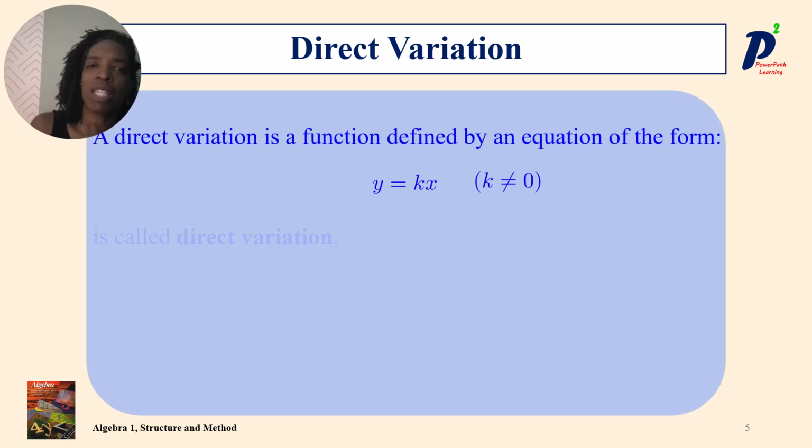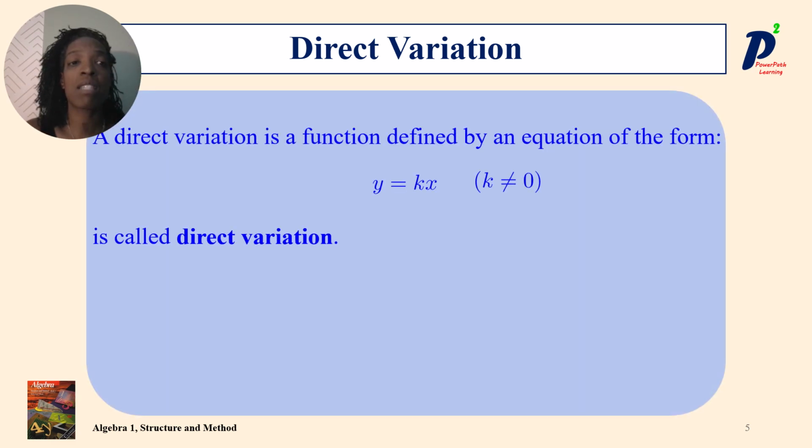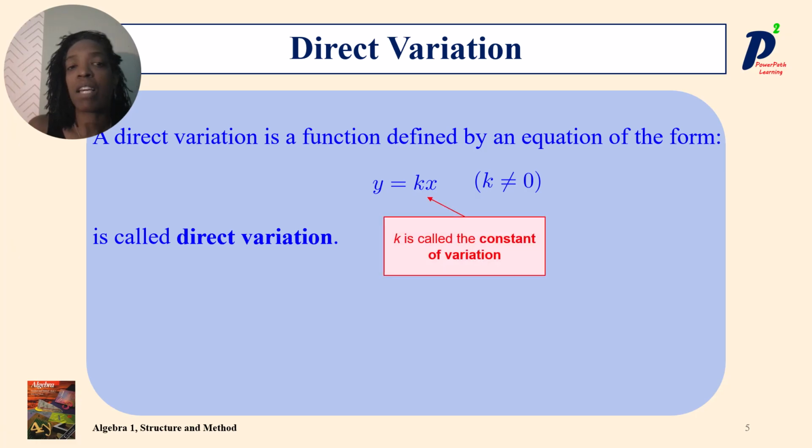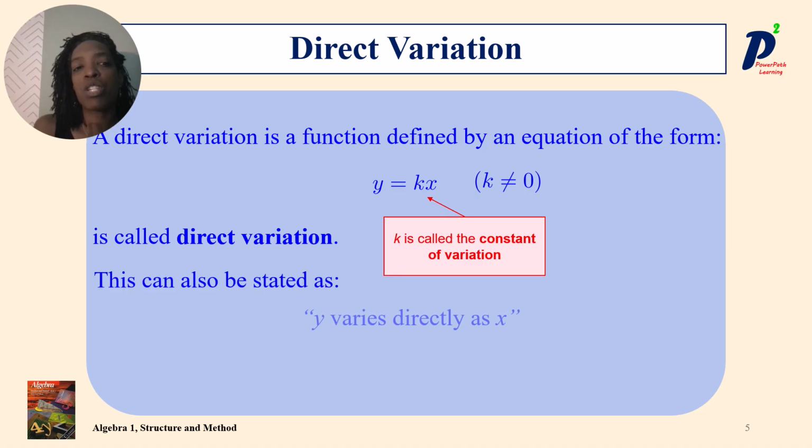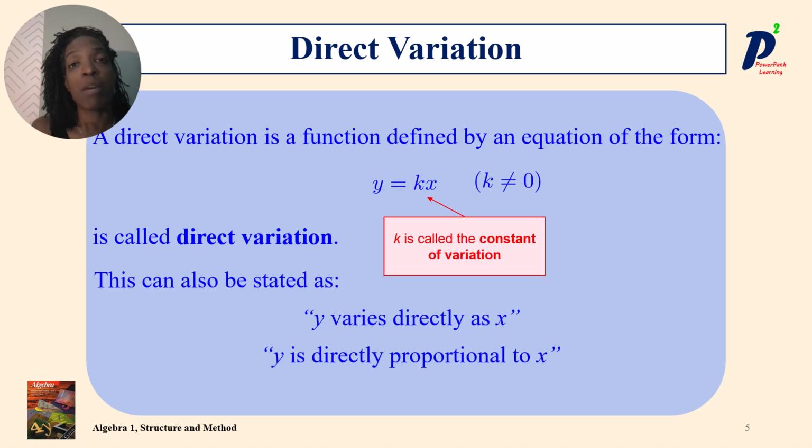When a function can be written as y equals kx, where k is non-zero, it's called direct variation. K is a constant that we call the constant of variation. And this relationship can also be stated as y varies directly as x and y is directly proportional to x.